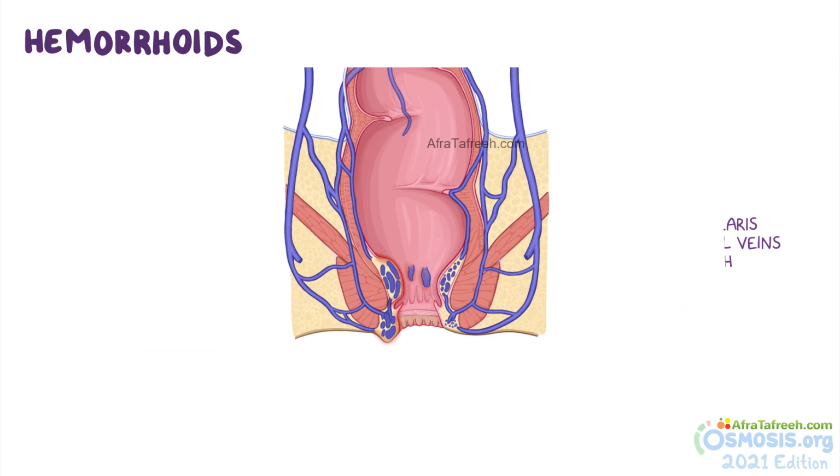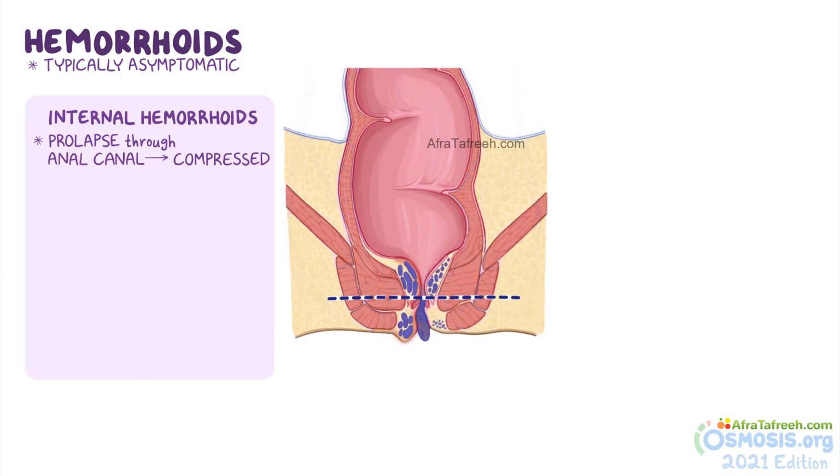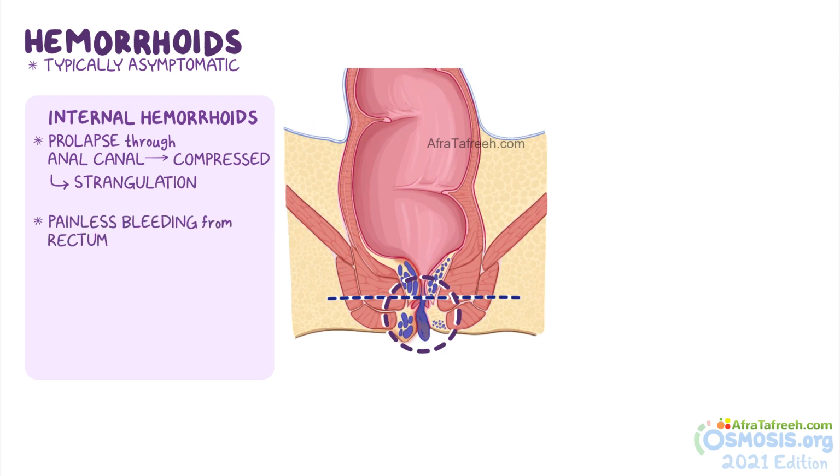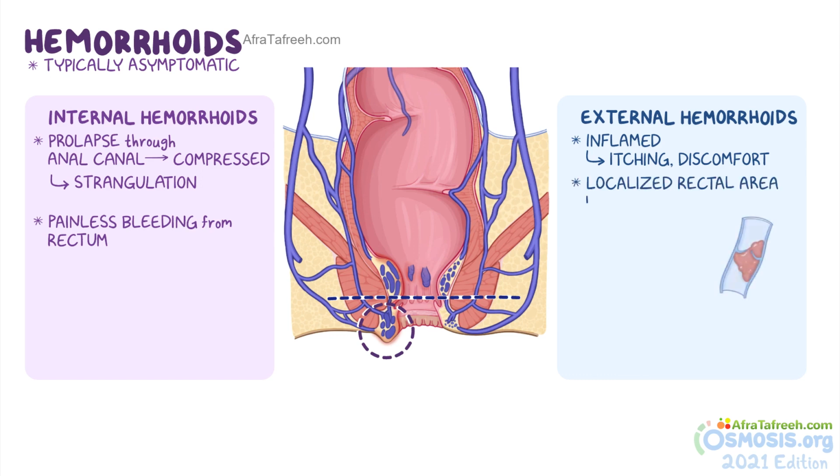Both types of hemorrhoids are typically asymptomatic. Internal hemorrhoids can prolapse through the anal canal and become compressed, which may cause strangulation. Alternatively, internal hemorrhoids may bleed, resulting in painless, visible bleeding coming from the rectum. External hemorrhoids can become inflamed, causing itching and discomfort, and due to the somatic innervation of external hemorrhoids, they can be a literal pain in the behind if they thrombose.